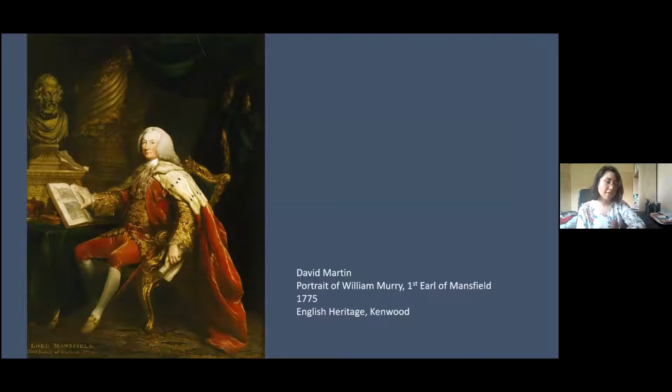However, I will point out that including a bust of a historical figure whom one admired was not an unusual device in portraiture. And Martin painted other portraits that also include portrait busts, such as his portrait of Lord Mansfield.